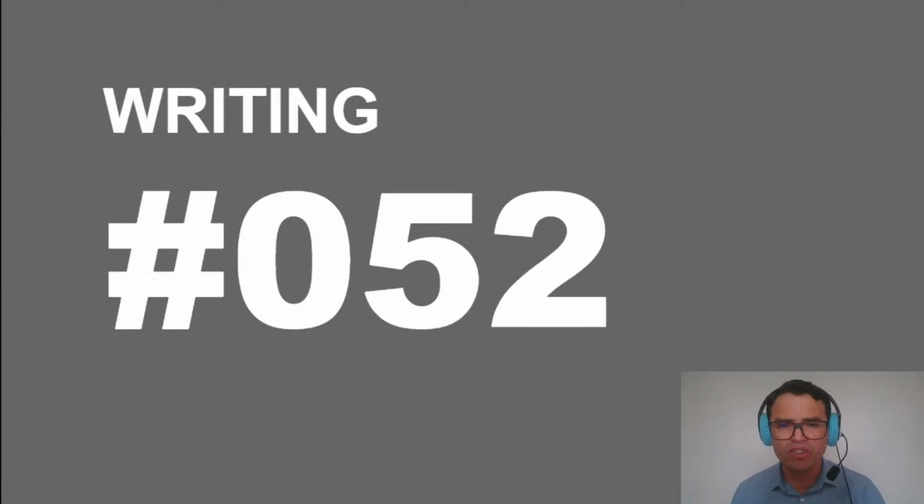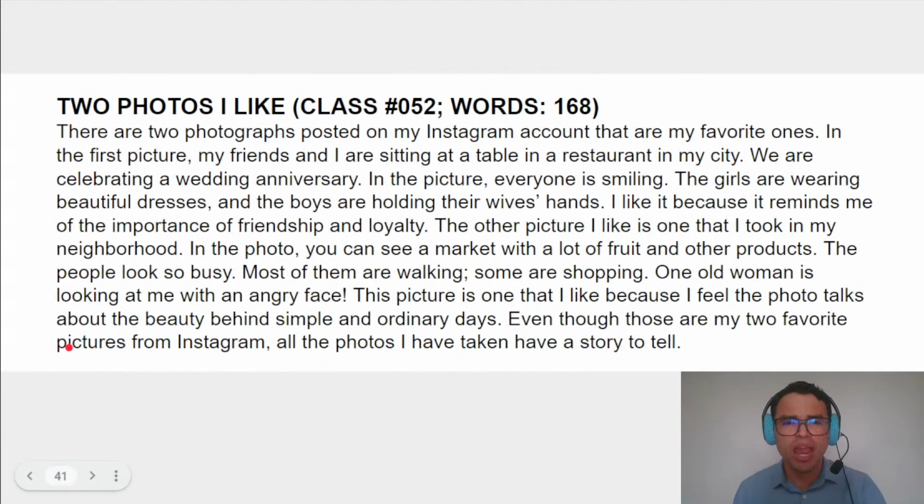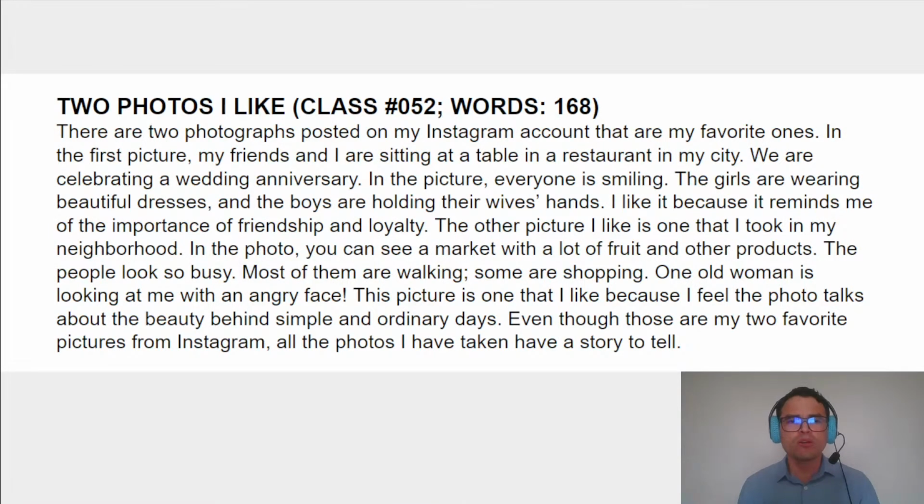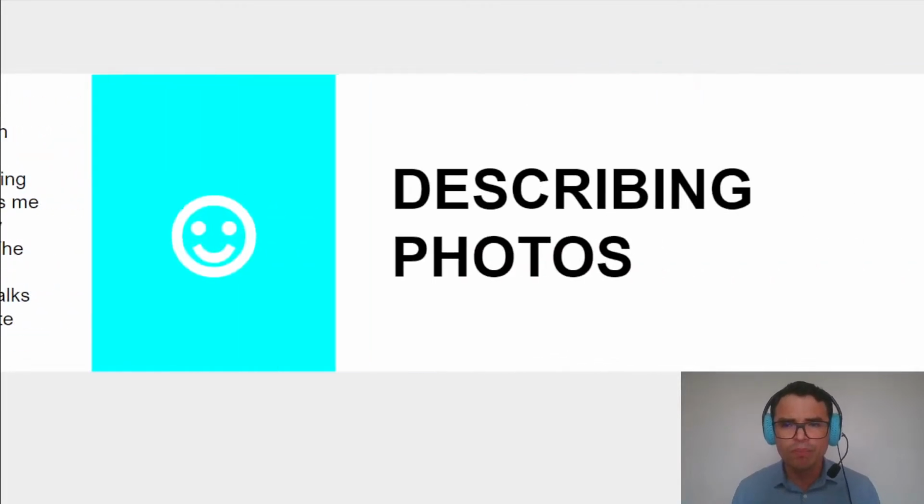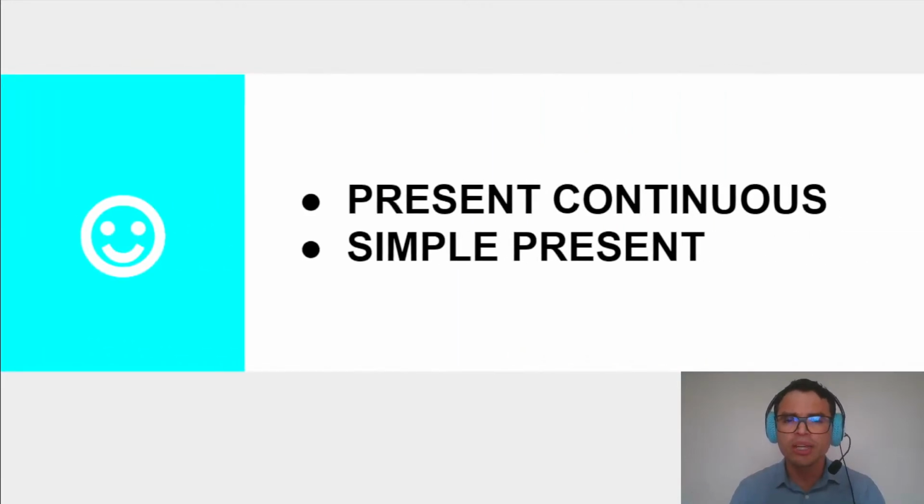Welcome to this writing class. This is class number 52. And what is this class about? We are going to write this paragraph. We have 168 words to talk about 2 photos that I like. Photography, pictures. This is class 52. What is the objective? To describe photos. And the grammar we will focus on is the present continuous and the simple present.